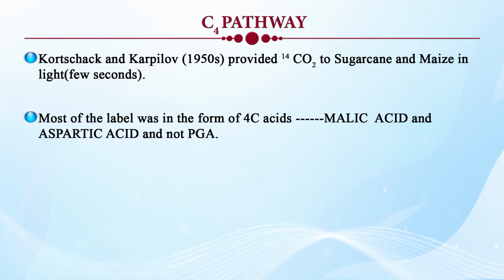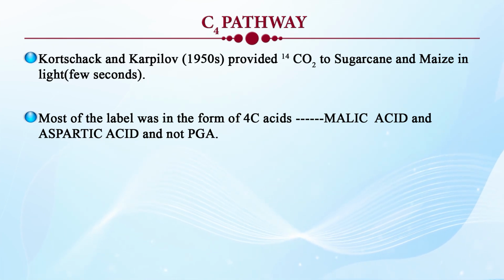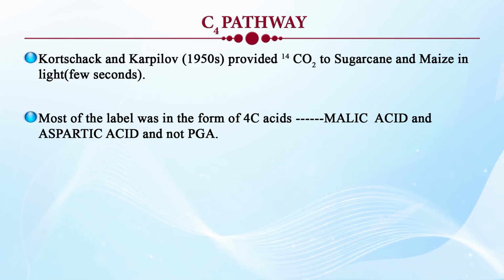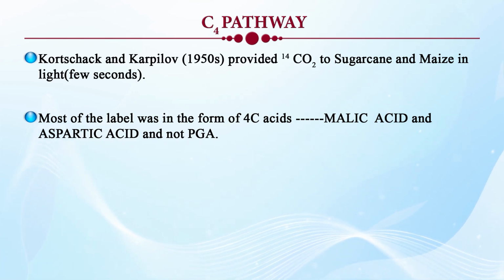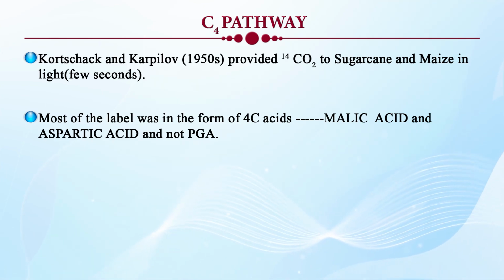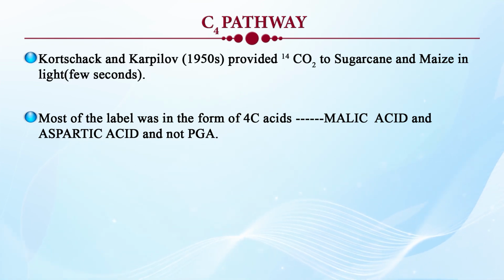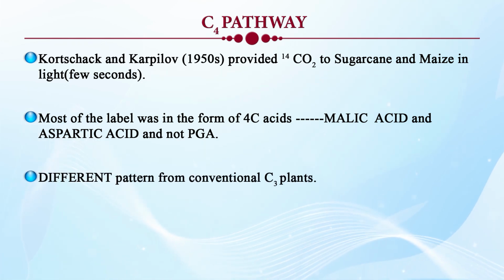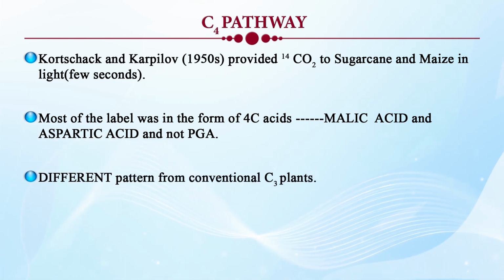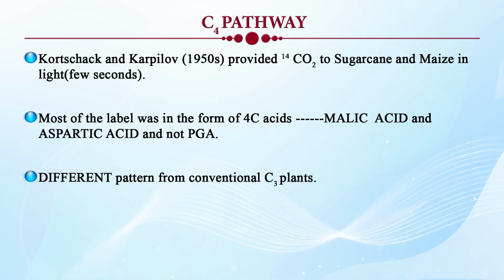To their utmost surprise, they found that the label of the carbon was not in the form of a 3-carbon compound, that is PGA, as we saw in the Calvin cycle. It was in fact in the form of a 4C acid, that is malic acid and aspartic acid. Now, this was very, very surprising.